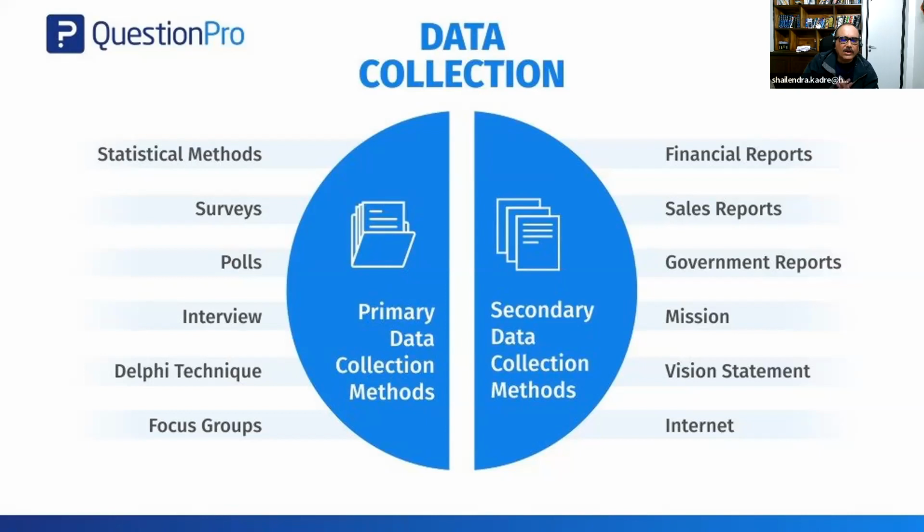Then survey. We are talking about data collection techniques, how data is collected. For doing any data science or statistical analysis, we need a lot of data. So how is that data collected? I'm not going into detail. Survey, polls, interview, Delphi technique, focus groups, then financial reports of the companies are one good source of data. Sales reports: all public limited companies have to make their sales reports public. Those sales reports are a good source of data for us, whether this company is on an upward trajectory or it is going downwards.